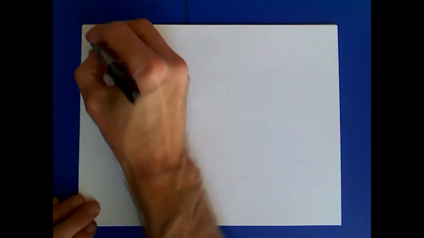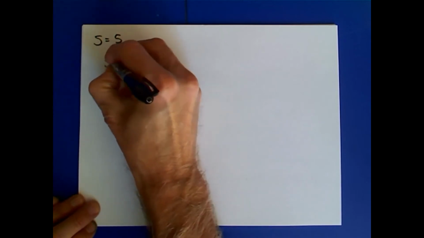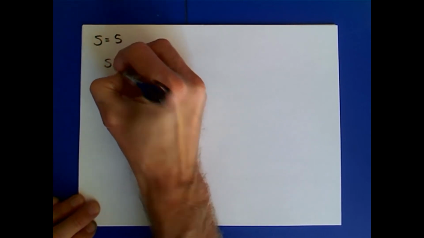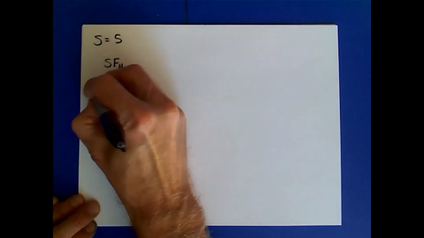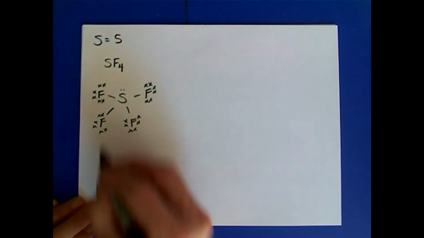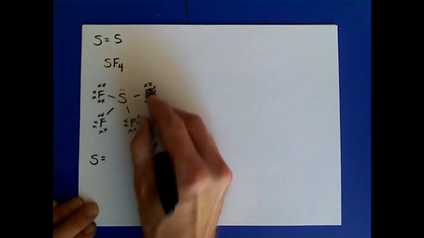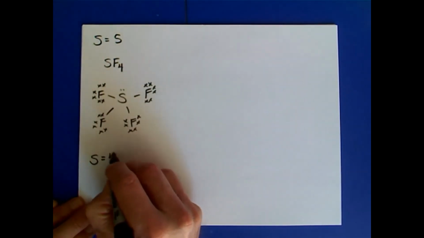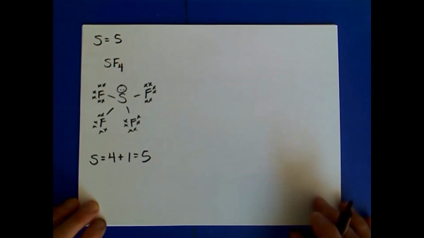In the case of a steric number 5, so we'll say S equals 5, that'd be a molecule like SF4, the Lewis structure for which is going to look like this. So if I was going to calculate the Lewis structure for SF4, I'd say, well, there's 4 atoms attached, and there's going to be 1 lone pair for a total steric number of 5.